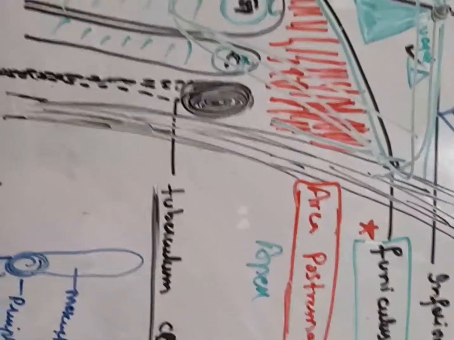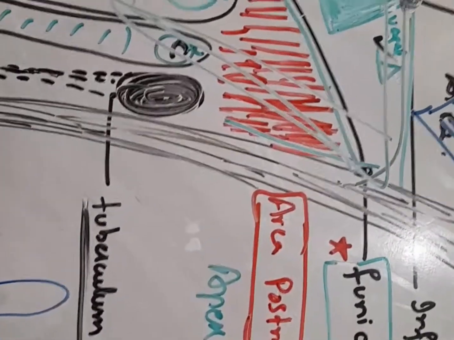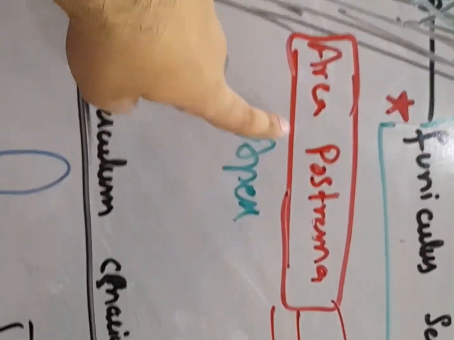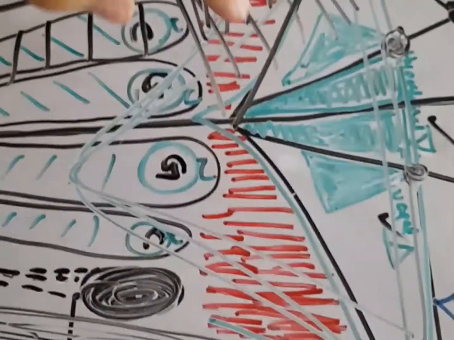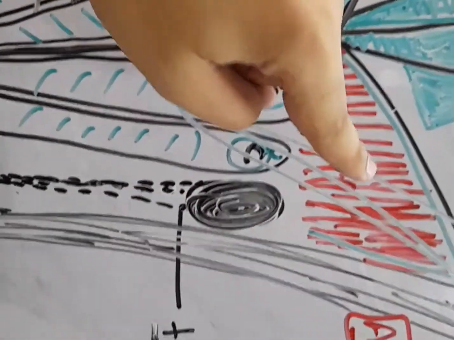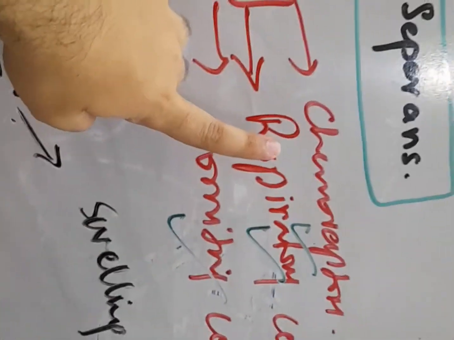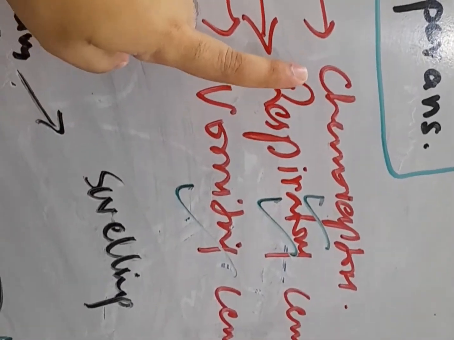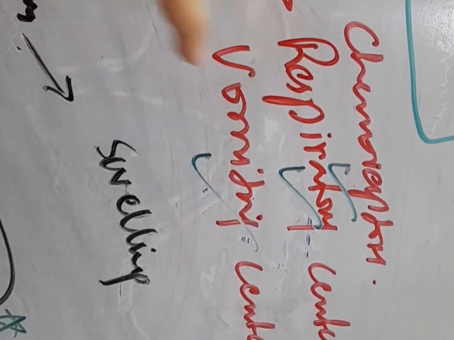Area postrema is very important from the exam point of view, the spotting point of view, and also in the medical field. It is very important because the area postrema contains major respiratory centers. Basically, the area postrema is the darkest area of the medulla oblongata. Why is it called the darkest area of the medulla oblongata? Because the area postrema contains the basic vital centers of the body. This is a chemoreceptor center here. It contains a respiratory center and a vomiting center.